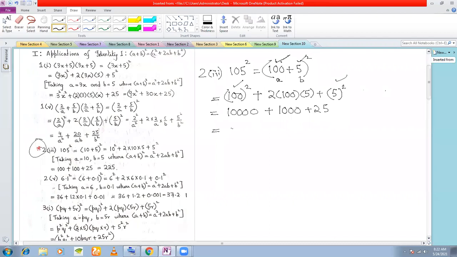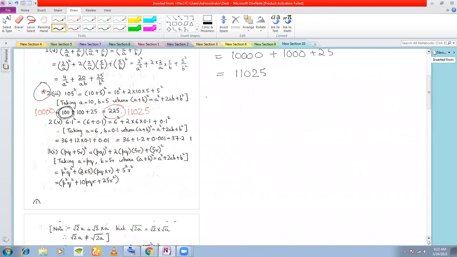So if you add all this, I think there's a mistake I have made. Just correct this. This should be 1 followed by 4 zeros. So this will be 1 1 0 2 5, and that should be your answer. So just correct this in the notes. This is just a slip of the pen that I have made. This should be 1 1 0 2 5.